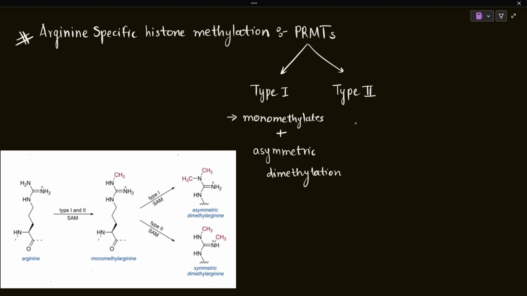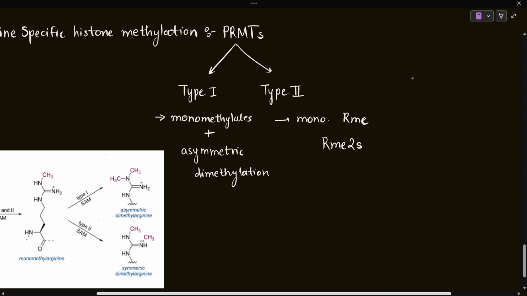Okay, well, the type 2 PRMTs monomethylate arginine, or add symmetric dimethylation. The asymmetric dimethylation is written like this: RME dimethylation, but asymmetric. And if it is done in a symmetric fashion, then it is written as this: Me dimethylation symmetric. So this is arginine asymmetric dimethylation and this is arginine symmetric dimethylation.